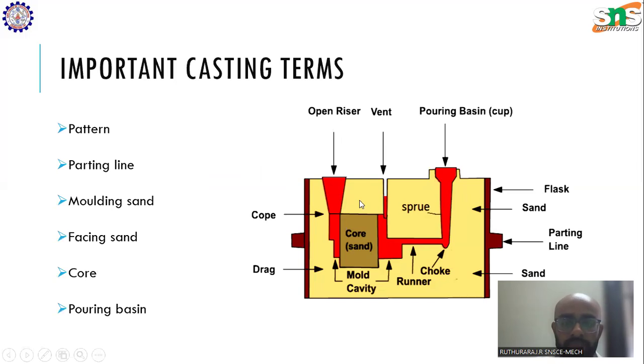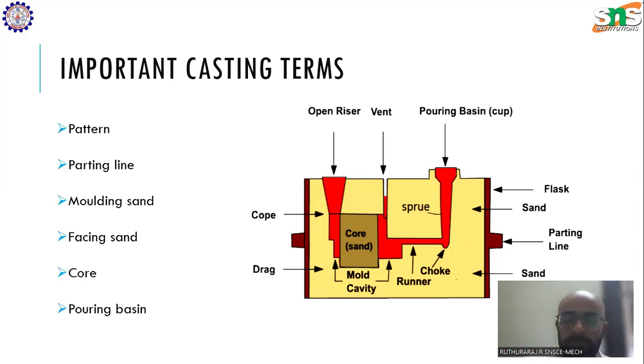There are different openings made: a pouring basin, a vent, a riser. What's the purpose of these things? I will explain to you in the upcoming slides. Once everything is done, molten metal will be poured inside. Once the molten metal is poured inside, solidification takes place and we can get the required shape from the cast. So this is an overview of the sand casting process.